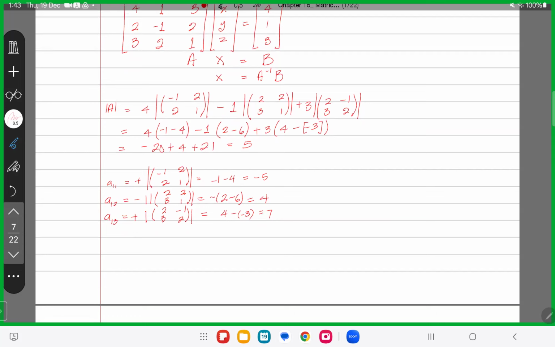All right. Let's just get the others here. Second row: A2,1, A2,2, A2,3. Sign convention: negative, positive, negative. For the first element, 1, -1, 3, 2, this is -6 + 5.